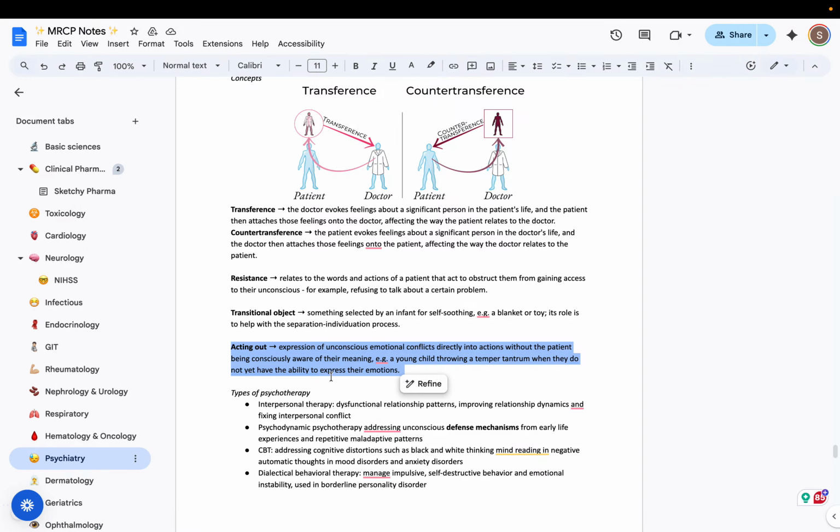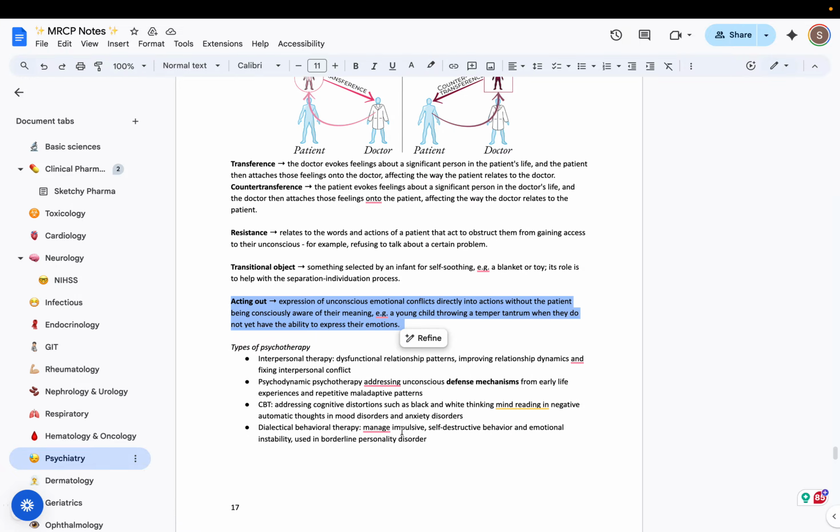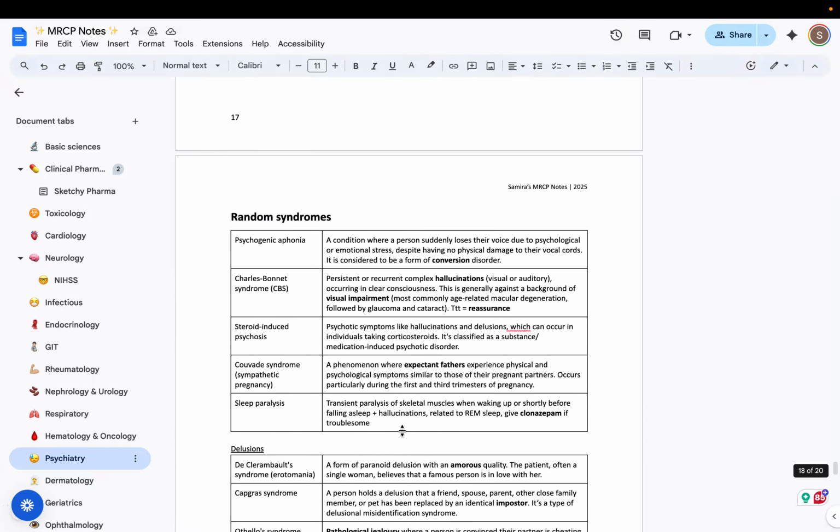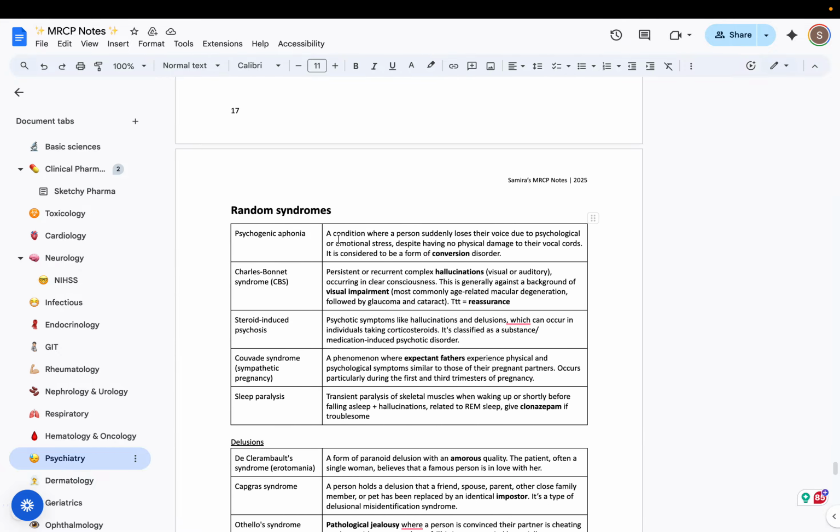Psychodynamic psychotherapy addresses unconscious defense mechanisms from early life experiences and repetitive maladaptive patterns. CBT, dialectical behavior therapy for impulsive or self-destructive behavior. It's used in borderline. Okay. Psychogenic aphonia is a form of conversion disorder. Someone suddenly loses their voice.